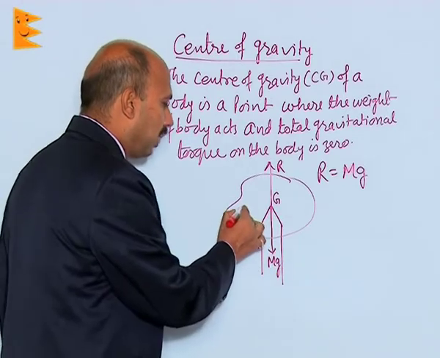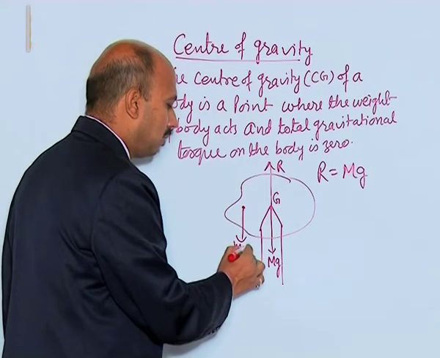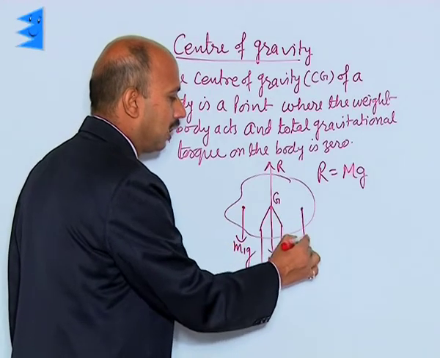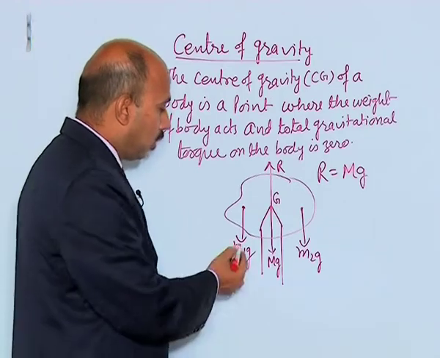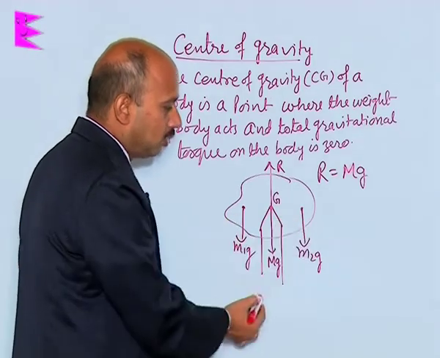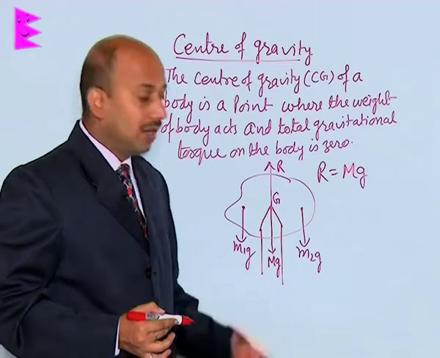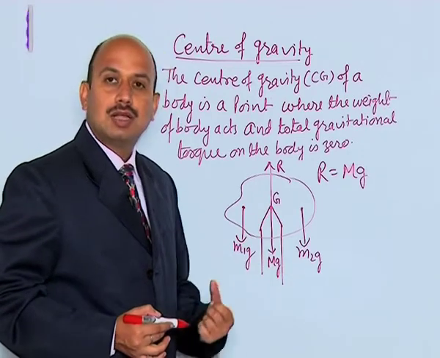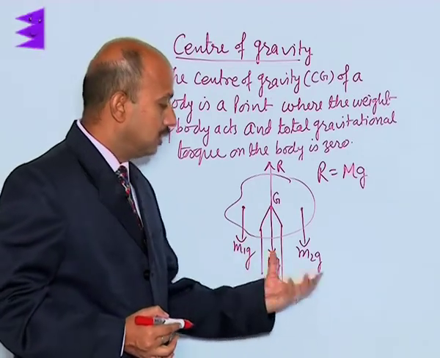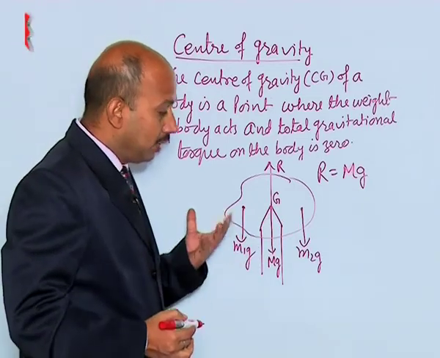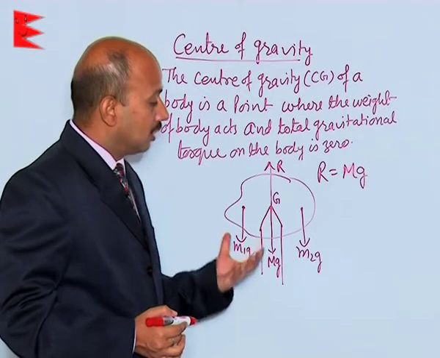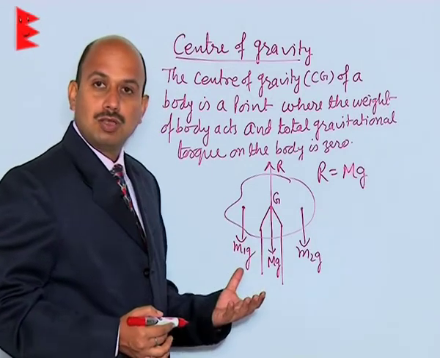Suppose there are two parts here, like one mass is here m1g and another particle I assume here m2g. It means the torque due to this m1g and the torque due to this m2g particle are equal and opposite to each other, that is the net torque of these two, m1g and m2g, is equal to 0. So, we can say here that the total gravitational torque is 0.